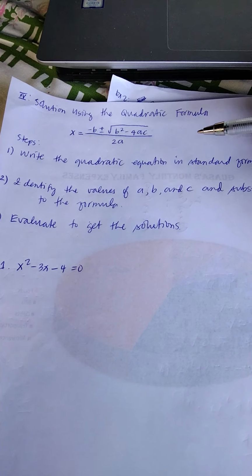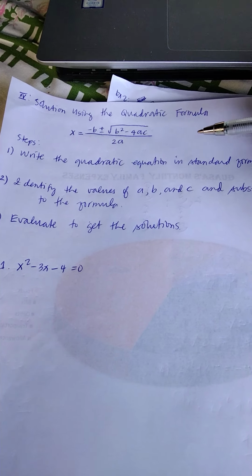Okay, let us try our first example. Find the solution of x squared minus 3x minus 4 is equal to 0. Okay, so we need to solve this one. This is already in standard form, because the right side is 0. So all we need to do now is to identify the values of A, B, and C. Our A here is 1 because there is an understood 1 beside x squared. Our B is negative 3. Our C is negative 4.